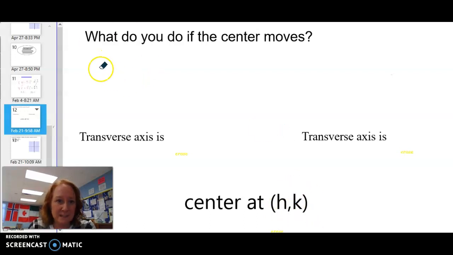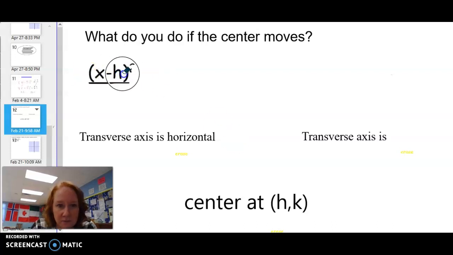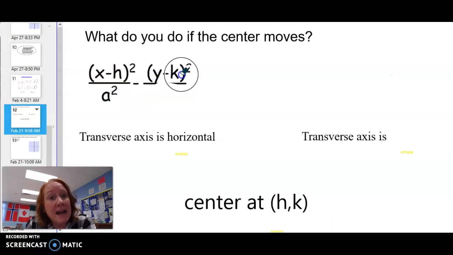So what does that look like here? If the transverse axis is horizontal, so if it goes like this, well then the x squared comes first, right? And it's always minus whatever the h is. If you don't like the h, just put a blank there, totally fine. Now, this one is over a squared minus (y minus k) all squared over b squared.